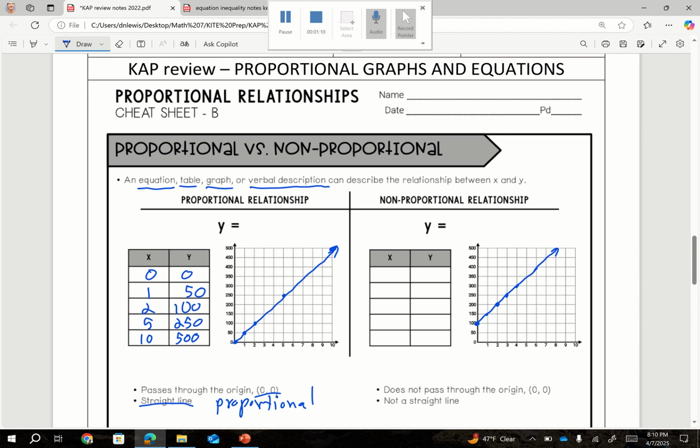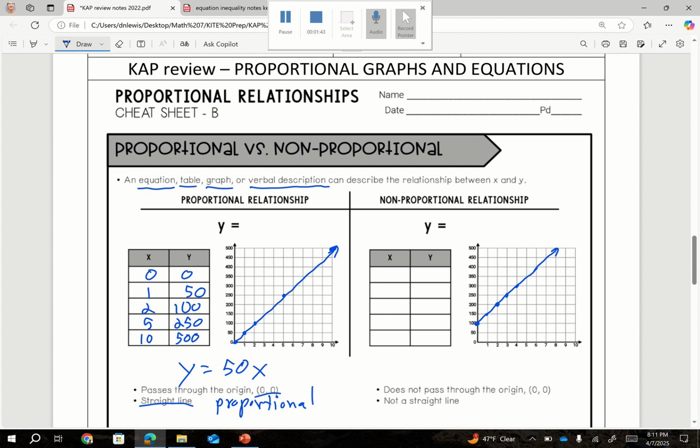So let's go ahead and determine what my equation would look like for this. I've got y equals, and I've got to figure out what my constant is. I've got a straight line, so I know I have a constant of proportionality. Remember, we figure out our constant by putting y over x. So if I do y over x, 50 divided by 1, that's 50. 100 divided by 2 is 50. 250 divided by 5 is 50. So my constant is 50, and I put times x.